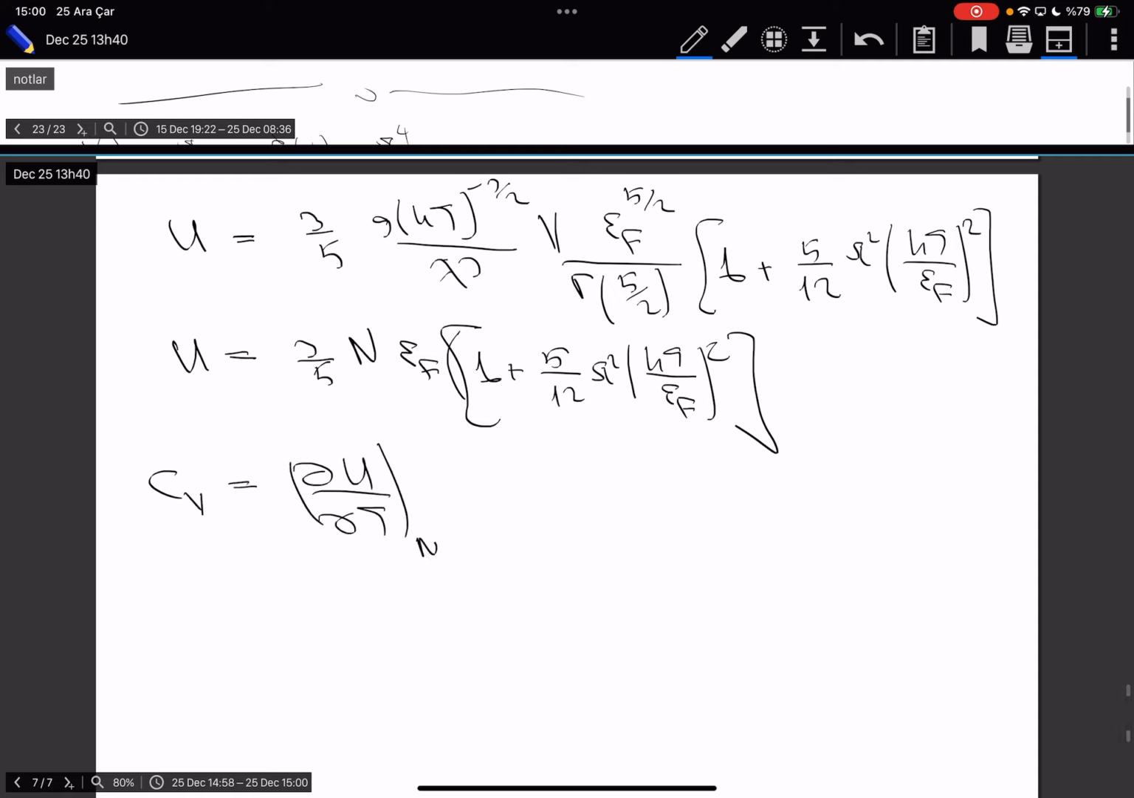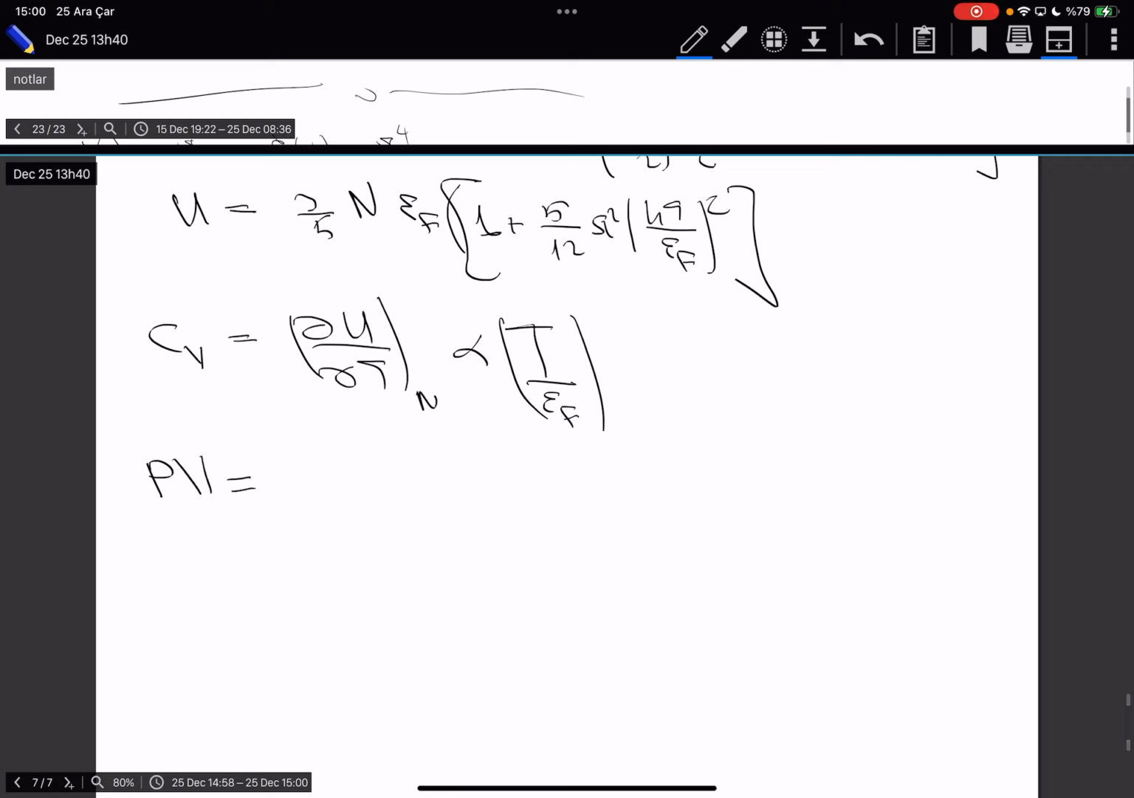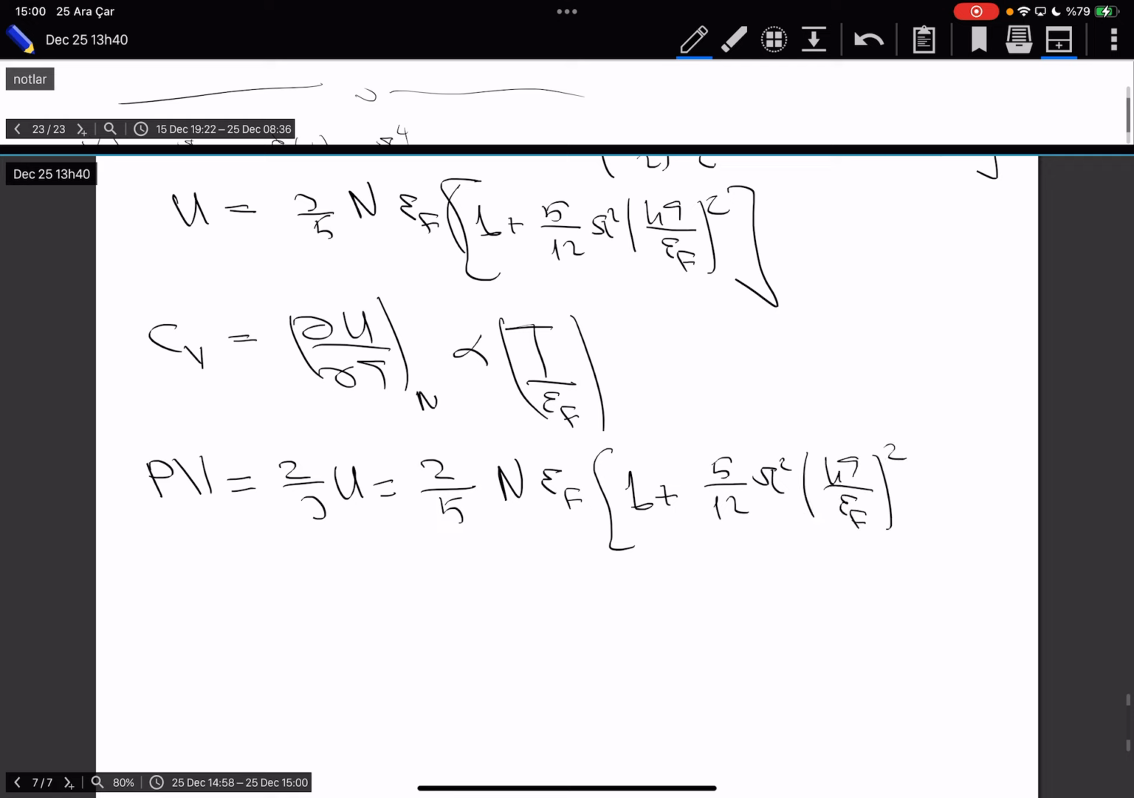Pressure, PV, was equal to 2/3 of U. So this is 2/3, or 2/5 n times epsilon Fermi, times 1 plus 5/12 pi squared kT over epsilon Fermi squared. Plus, of course, there are higher order terms.